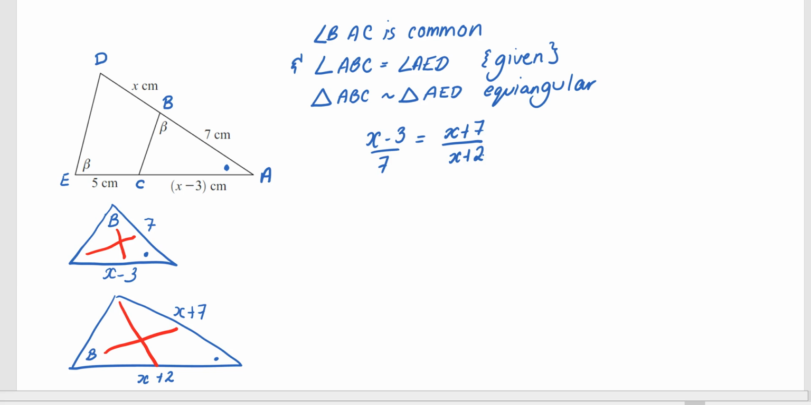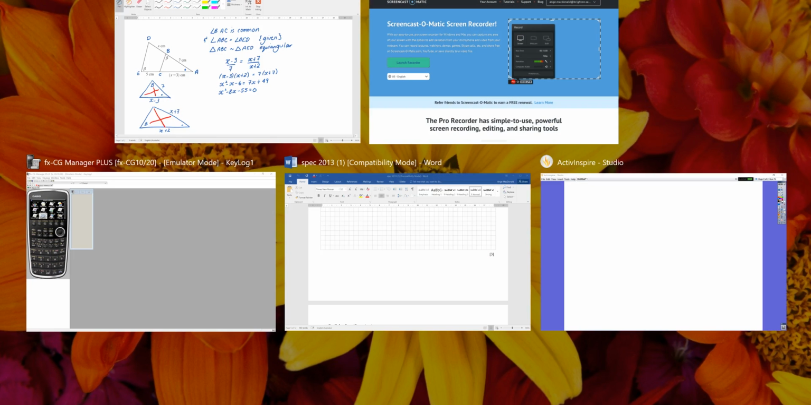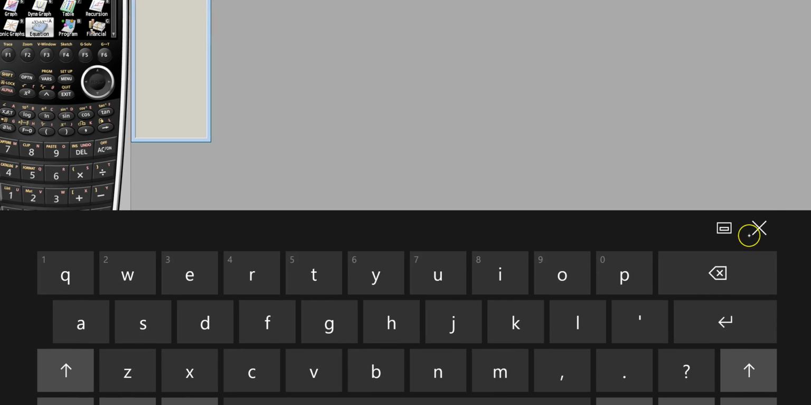Now it's just a simple matter of solving. We're going to cross multiply. So x take 3 times x plus 2 equals 7 times x plus 7. We'll expand all of that. We end up with x squared take x take 6 equals 7x plus 49. As soon as you see the squared here, a quadratic, we know we want to get everything on one side. And once we do that, we take a moment to see, are there 2 numbers that multiply together to give me -55, add up to -8? Can't think of any at the moment, so then it's either quad formula or to the calculator we go.